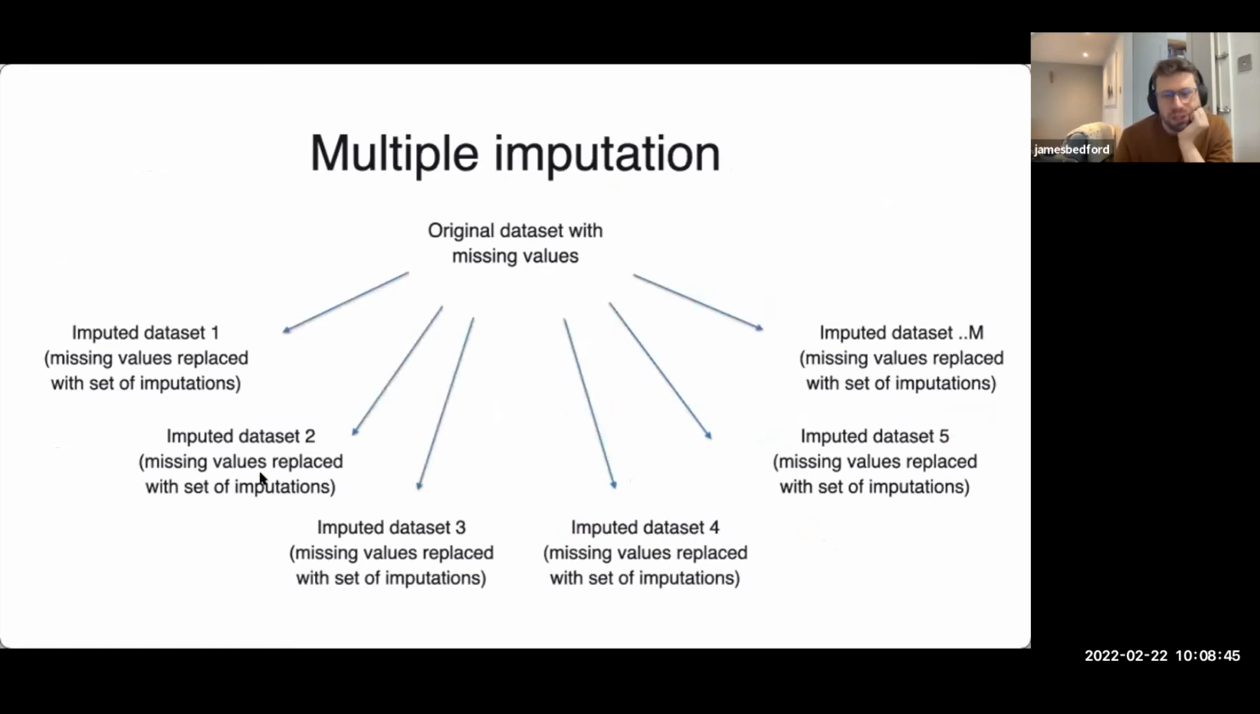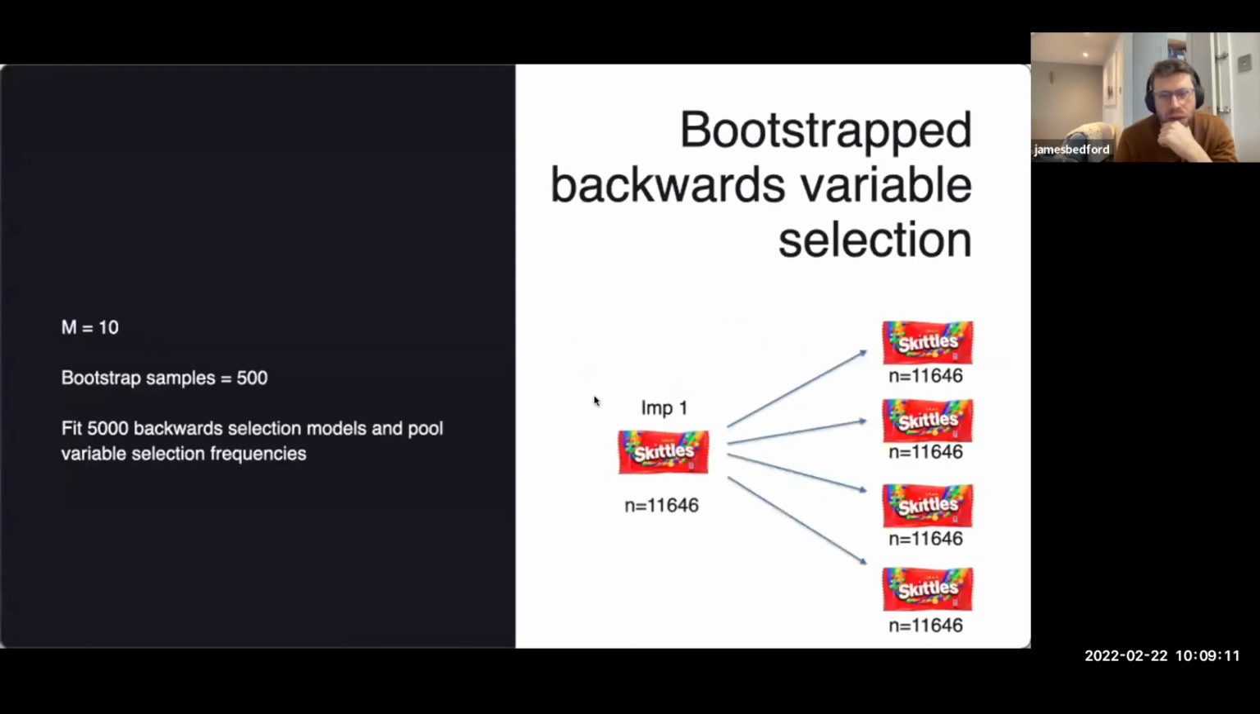So in terms of the multiple imputation procedure, basically what this does is takes your original data set with missing values, which for us was just over 11,500 patients, and then you end up with 10 different data sets, or however many you choose to impute, with different missing values replaced in each data set of imputation. So you end up with 10 data sets of just over 11,500 patients to then analyze.